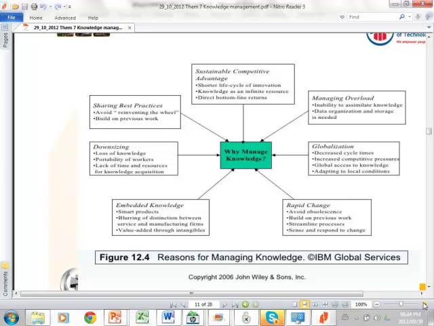Okay, and then the last reason why we manage knowledge is the sharing of best practices. Because we want to improve, we want to avoid reinventing the wheel. Do you know what the slogan for Google Scholar is? It says, stand on the shoulders of giants. Because Google Scholar basically gives you access to all the knowledge that other people have already built up. So don't go and reinvent the wheel. Stand on the shoulders of giants.